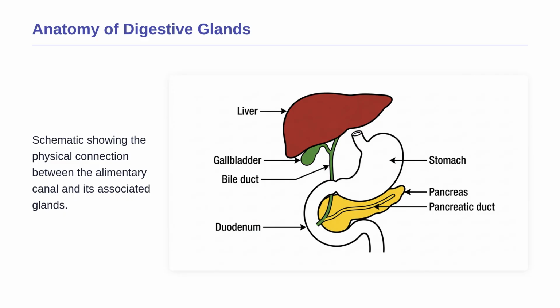Follow the bile duct down, and you will see it joins with the pancreatic duct. The pancreas itself is the yellow, leaf-shaped organ nestled in the curve of the duodenum. This diagram beautifully illustrates how these external factories are physically tethered to the gut tube, perfectly positioned to empty their powerful chemical secretions directly into the path of the digesting food.